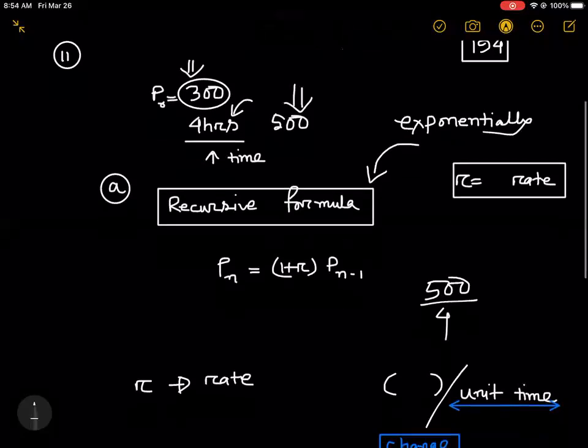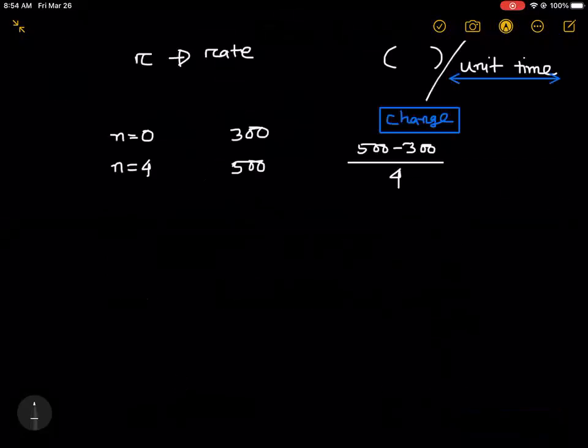So if we divide it, okay, so what's the value? I got 50. Okay, let me see. So it's 200. Yeah, it should be 50, right? 50. Yeah. So that should be your R.